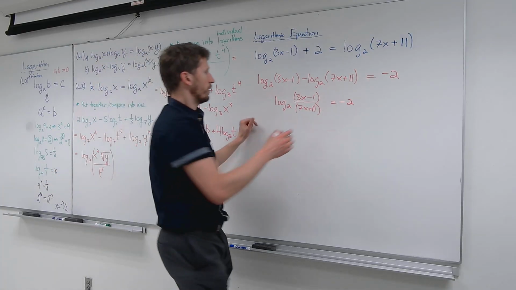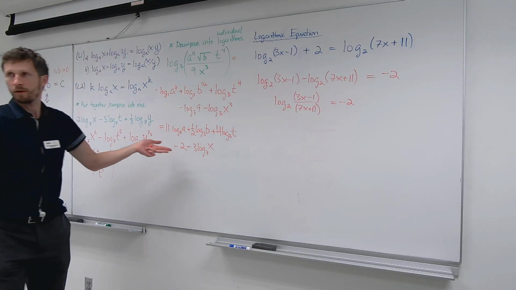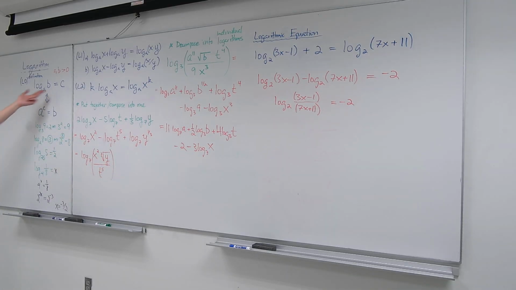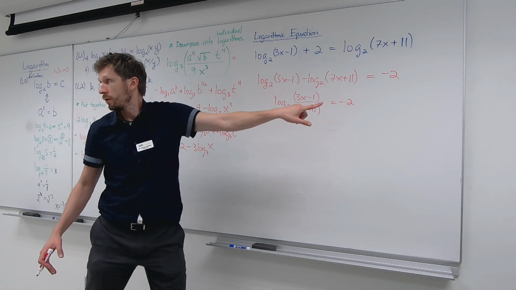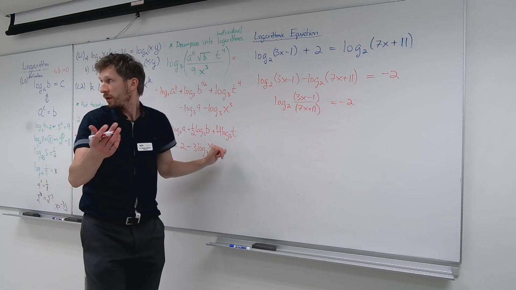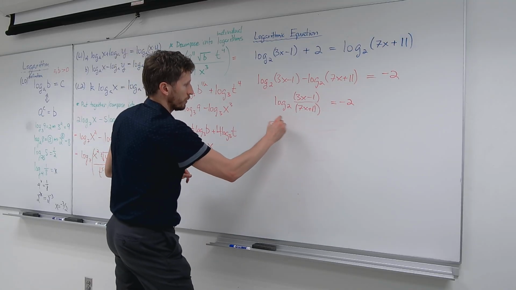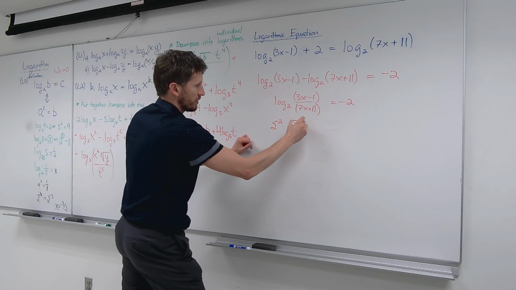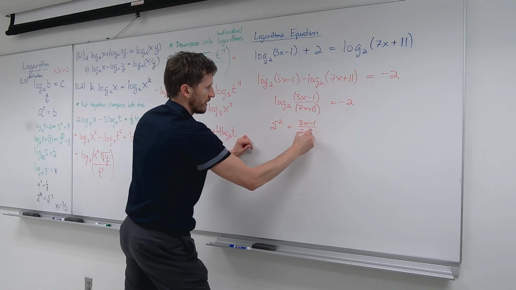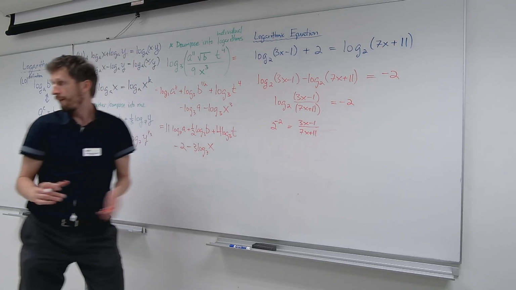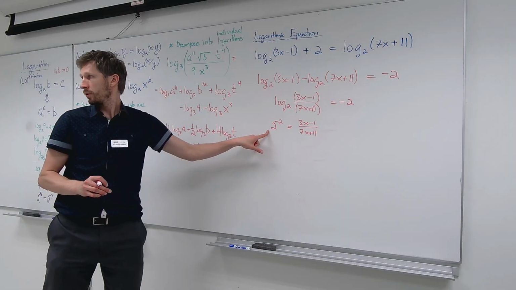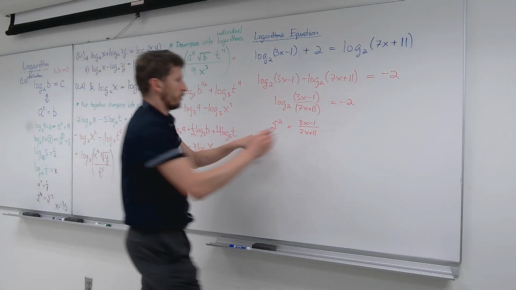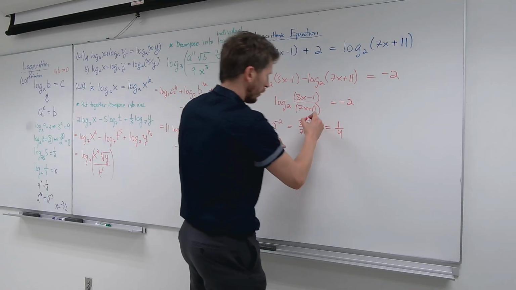But look, what do you do here? Use the definition right over there. I don't like log, I don't want to see log all over the place. What would you do? 2 to the what power? Negative 2, right? Everyone see that? So 2 to the negative 2 power is equal to 3x minus 1 over 7x plus 11. That's 1/4, isn't it? 1 over 2 squared is 1/4.